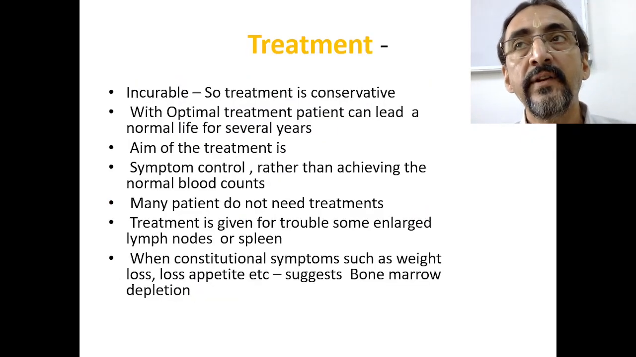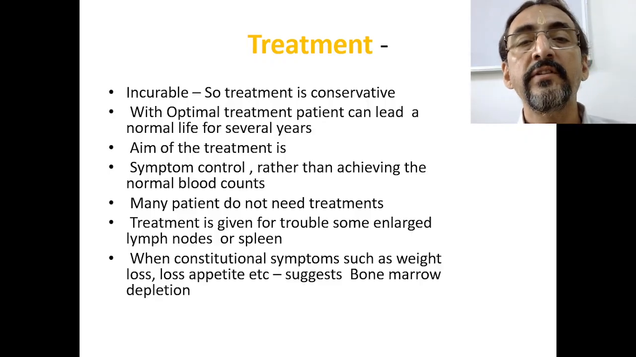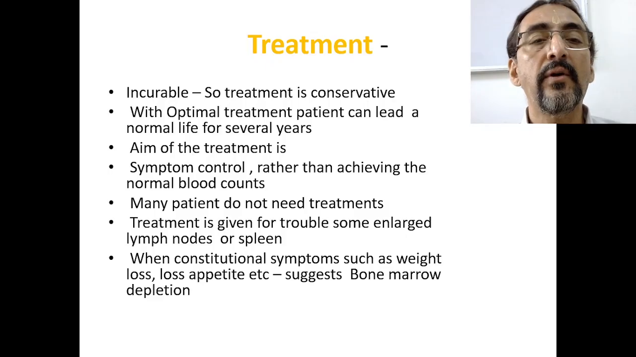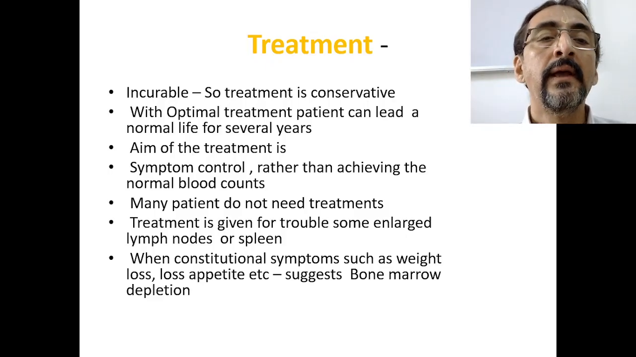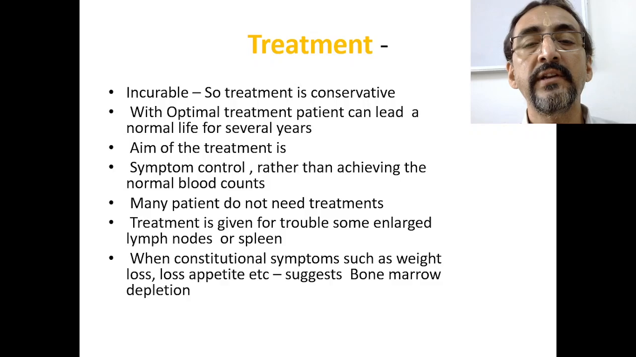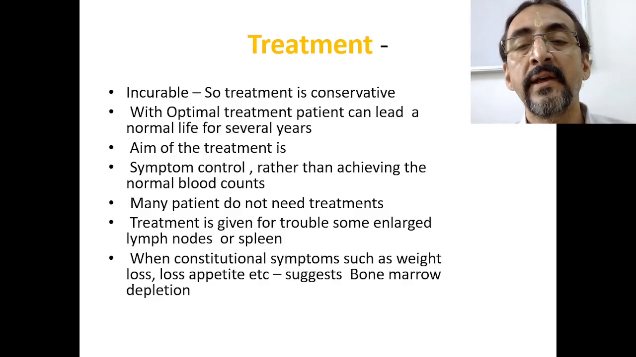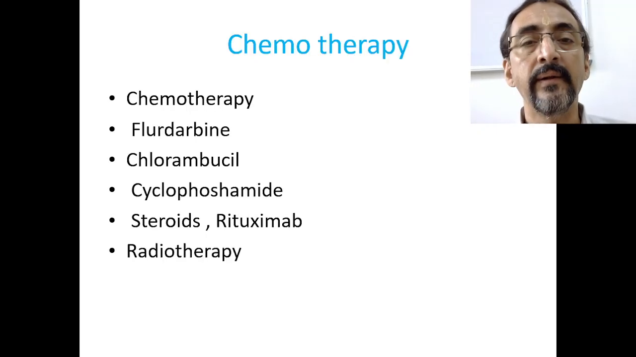Now what is the treatment? We know that it is an incurable disease, so the treatment is only conservative. With optimal treatment, the patient can lead a normal life for several years. The aim of the treatment is symptom control rather than achieving a normal blood count, and many patients do not need any treatment. The treatment is given for troublesome enlarged lymph nodes or spleen, or when constitutional symptoms such as weight loss, loss of appetite, etc. suggest bone marrow depletion.